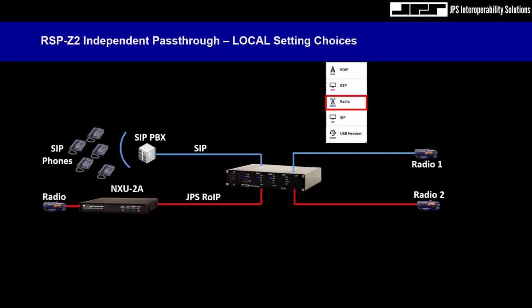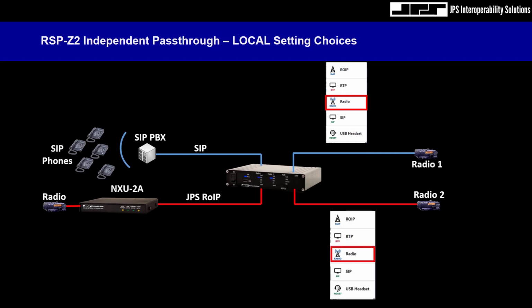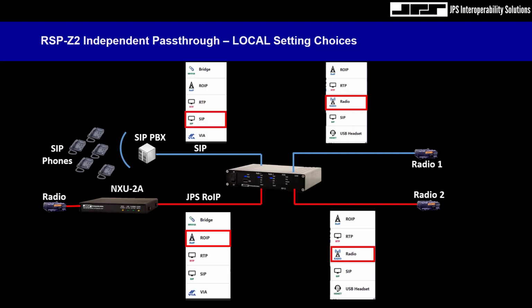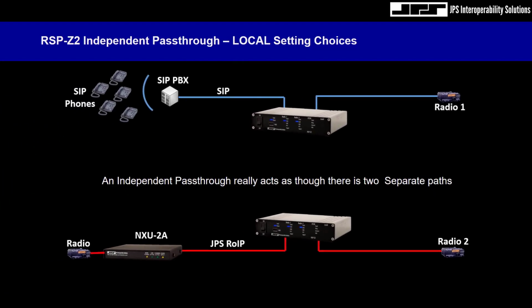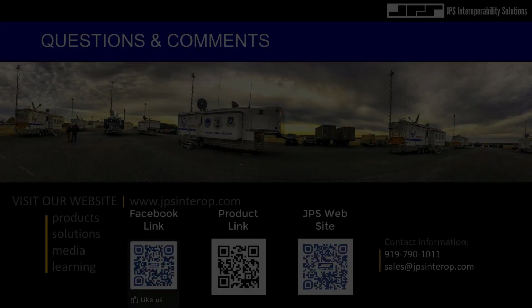So on the right, we see the choices. Again, the local input: RoIP, RTP, radio, SIP, USB headset. In this case, we have the radio selected because we have a radio connected to the local radio 1. On the other side, we have a radio as well, so we've selected the radio. On the top side, on the left, we've got SIP, so we selected SIP. And on the lower half, we've selected RoIP because we're using JPS RoIP to go to the NXU2A. In reality, what we're doing with the independent pass-through is we have two totally independent paths: radio 1 and SIP on the top, and radio 2 and JPS RoIP on the bottom.